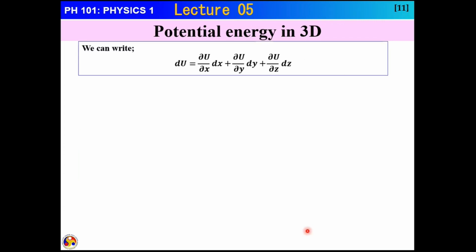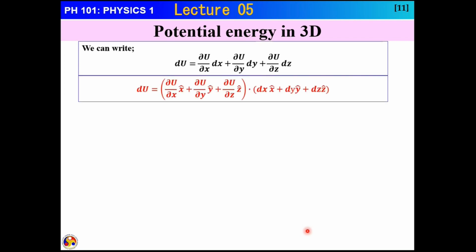Again, I'm stating the same thing here: the total change of the potential energy if I move from one point to another point. The first point is denoted as X, Y, and Z. Another point has coordinates X plus dx, Y plus dy, and Z plus dz. The same expression can be written in this form. This is a very nice form to write the same thing.